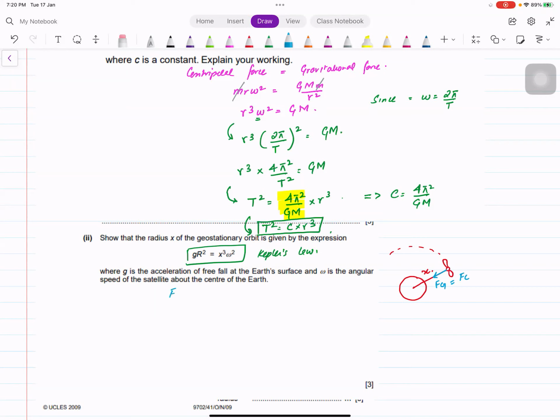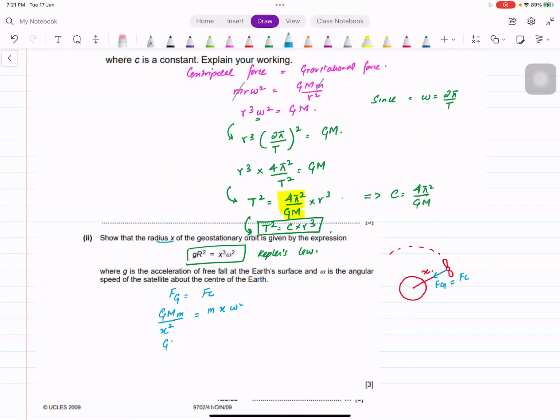Again, the same thing: force of gravity equals the centripetal force. We're going to write this as GMm over x squared, because the distance between them is x, equals m, and r is x, so omega squared. The only thing that has changed now is that they have given x instead of r. Really, you can call anything the radius, so it's not a big deal.